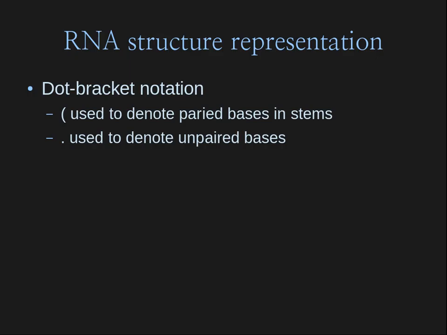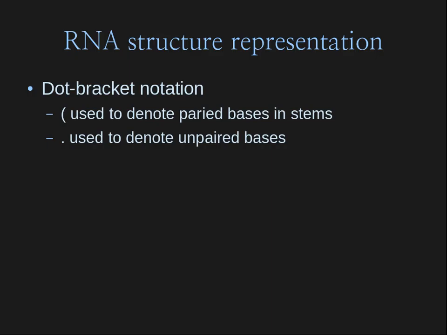That gives you an example of it, but here's the thing. This is one side of the stem, this is the other side of the stem, so the brackets are enclosing the stem. What's in the middle is the loop. These are unpaired. The parentheses denote paired bases in a stem, facing inwards towards the center of the hairpin loop. The dots are unpaired bases, so this would be the loop.